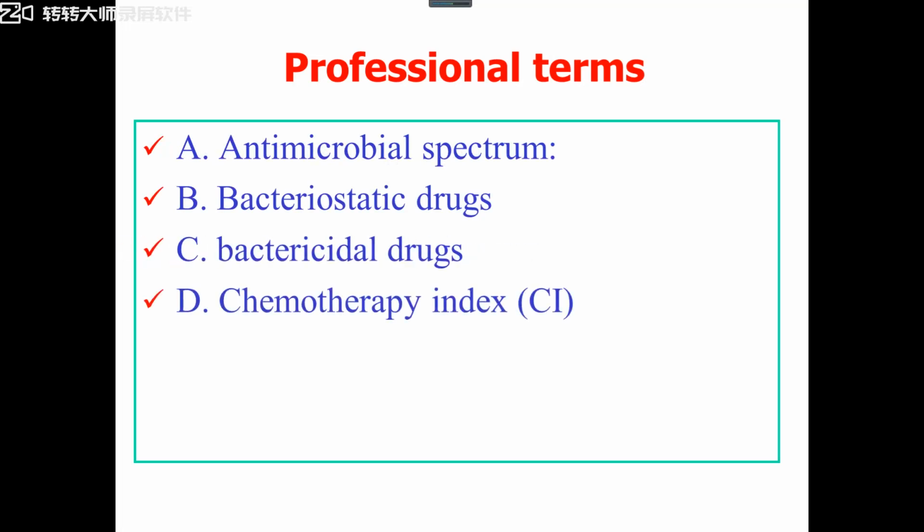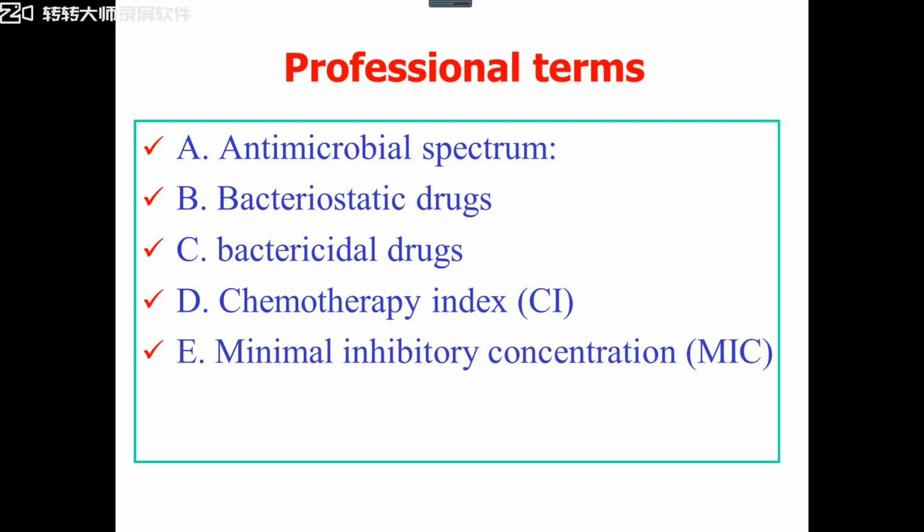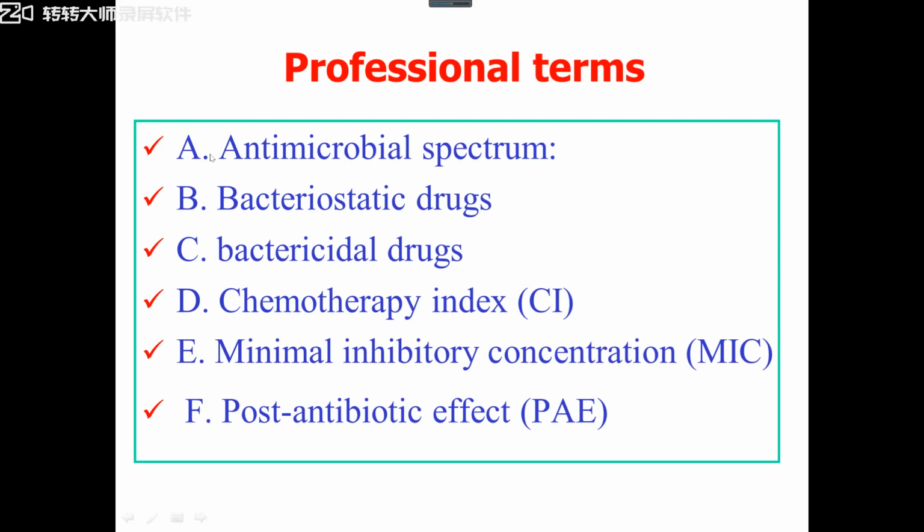And then we will study chemotherapeutic index, CI or TI. The fifth concept is MIC and MBC. MIC, the full name is minimal inhibitory concentration. The last one is PAE, post-antibiotic effect. Okay, the first concept is the antibacterial spectrum.